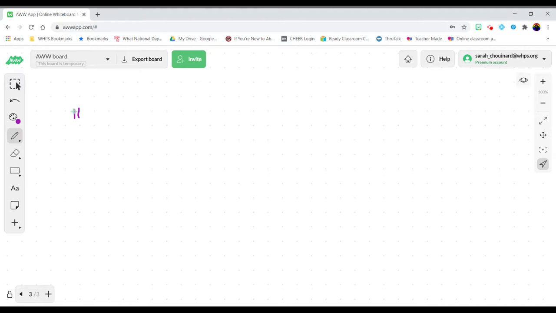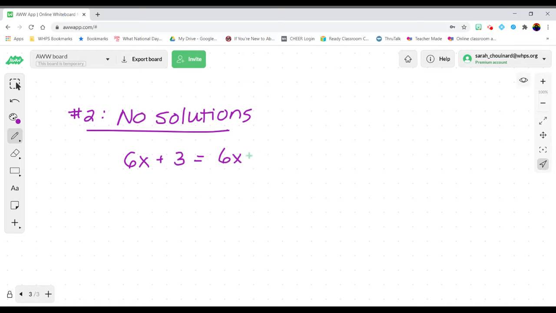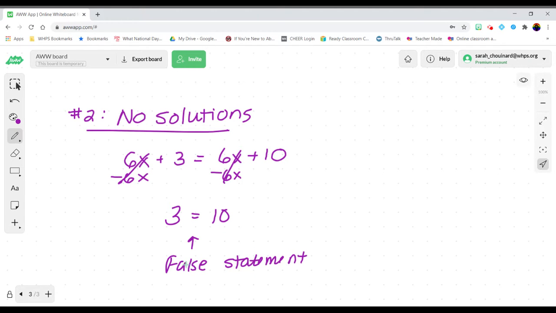The next option, so option number 2, is we could have no solutions. So we could have no value of x that makes the equation true. So that would be if we had something like 6x plus 3 equals 6x plus 10. So to solve here, I want to get the variable to one side by subtracting 6x. But on both sides, the variable cancels, and I'm left with 3 equals 10. We know 3 does not equal 10, so we would call this a false statement. This is never going to be true. 3 is never going to equal 10. So this is a false statement.